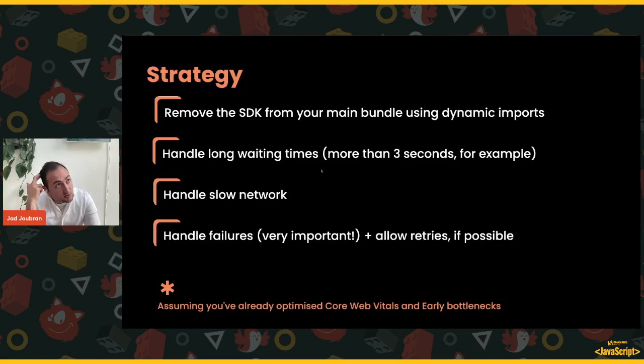I'm talking slow 3G. And most importantly, please handle failures, because dynamic imports can fail. So you can show a message that this has failed. Ideally, you'd even allow retries, either a retry button to recall the function that had the dynamic import, or worst case scenario, just a way to reload the entire page.